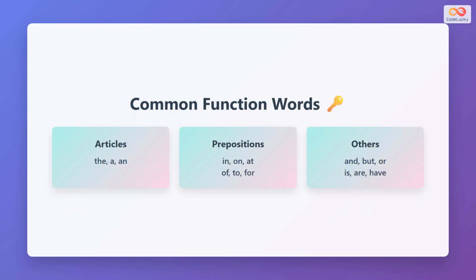Here are the most common function words you'll encounter. Articles include the, a, and an. Prepositions include in, on, at, of, to, and for. Other function words include conjunctions like and, but, or, and auxiliary verbs like is, are, and have. All of these words should not receive stress in your sentences. Remember them as the words that connect and structure your sentences rather than define their meaning.